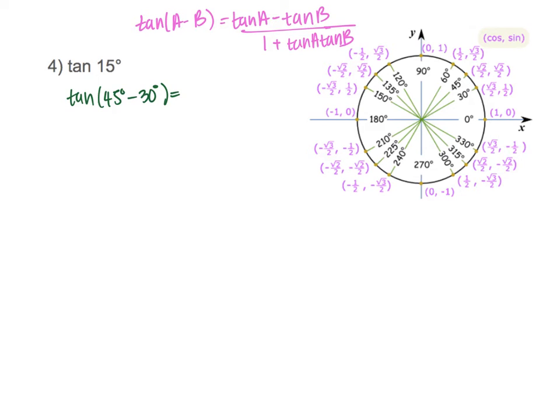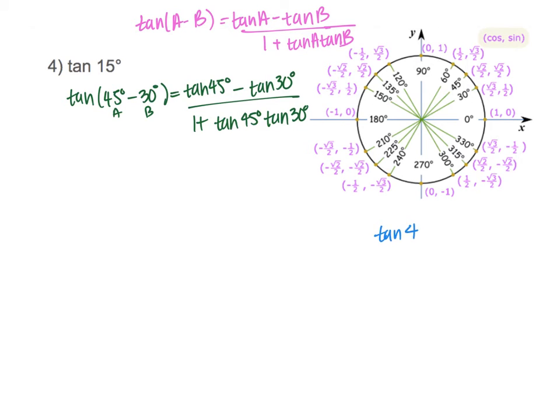And so in this case, if I were to use this formula, first I need tangent of 45 degrees, because that's my A, minus tangent of B, which is 30 degrees, all over 1 plus tangent of 45 degrees and tangent of 30 degrees. So to use this formula, I need to know what tangent of 30 degrees is and tangent of 45, which I can't use directly from the unit circle because the unit circle only tells me cosine and sine.